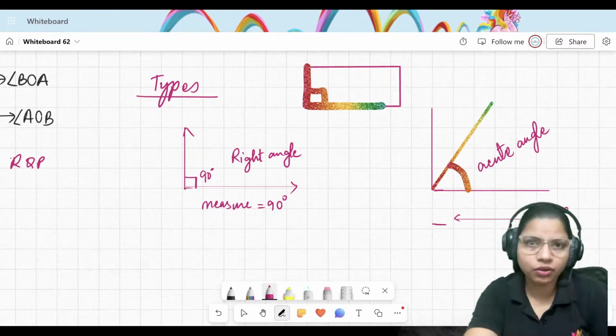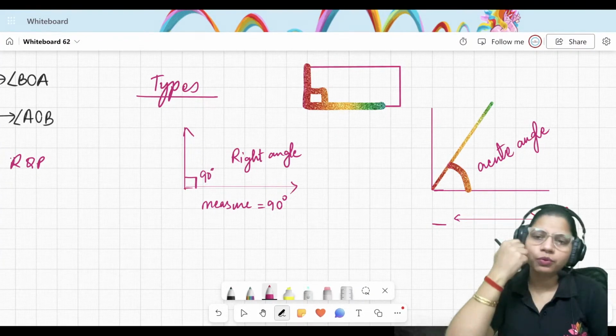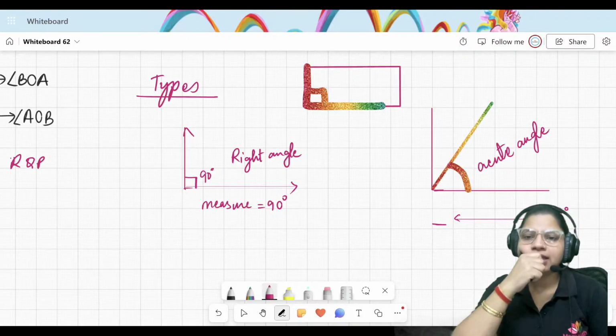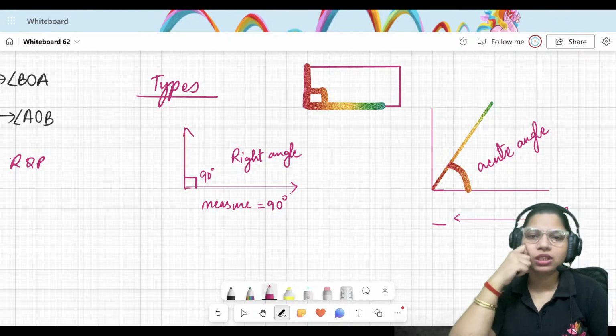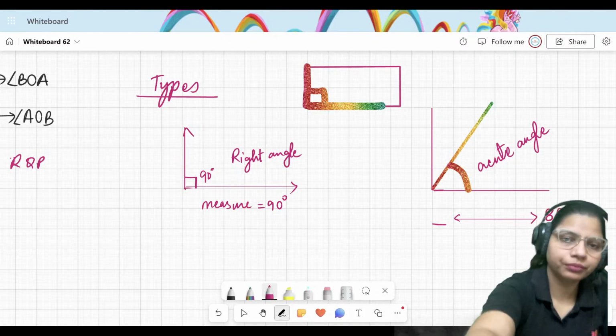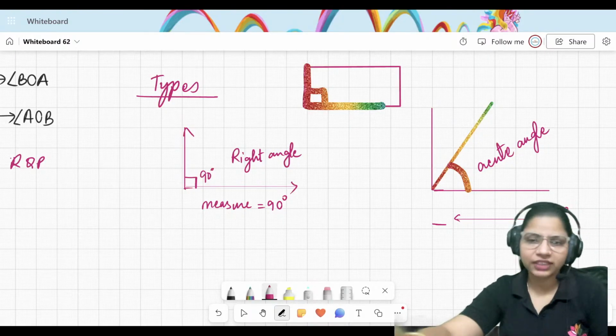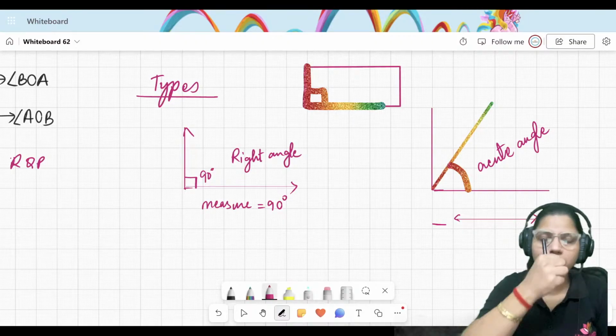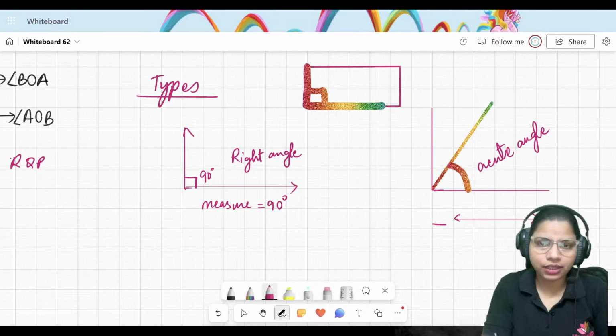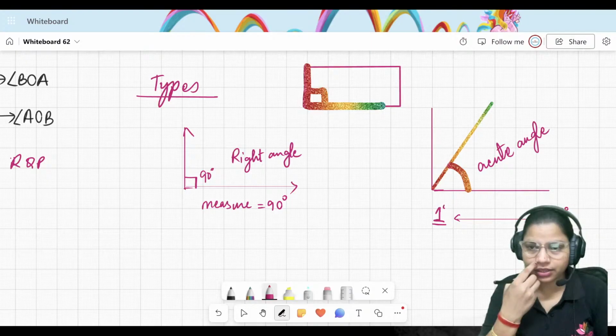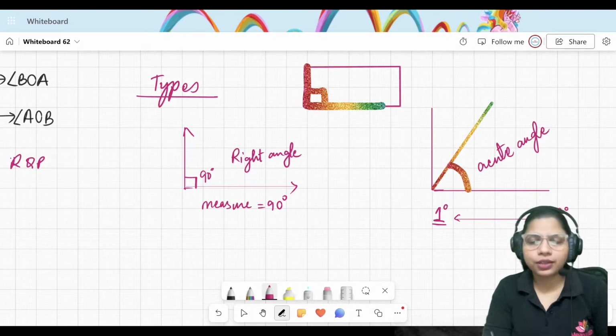और smallest क्या होगा बेटा? The smallest acute angle will be... Satish, tell me quickly what the smallest acute angle will be. Exactly. Smallest वाला will be 1 degree. 1 degree to 89 degrees. So ये हमारा range of acute angle है.